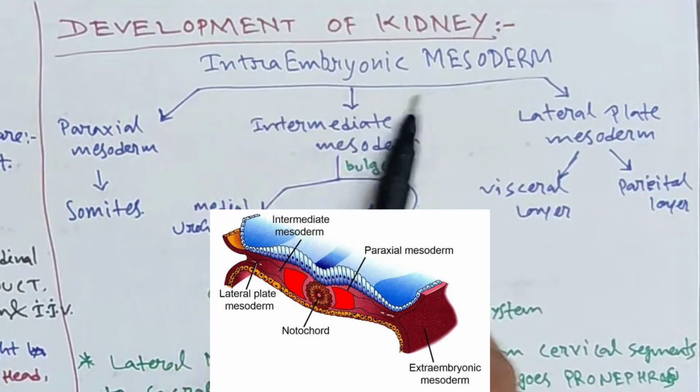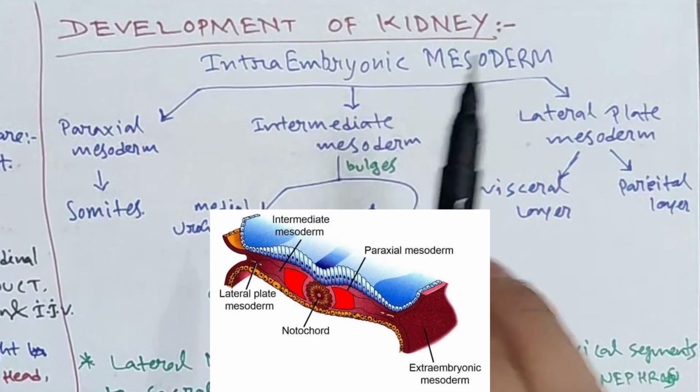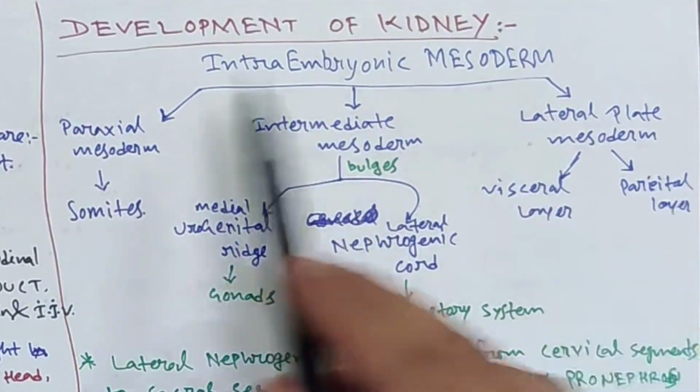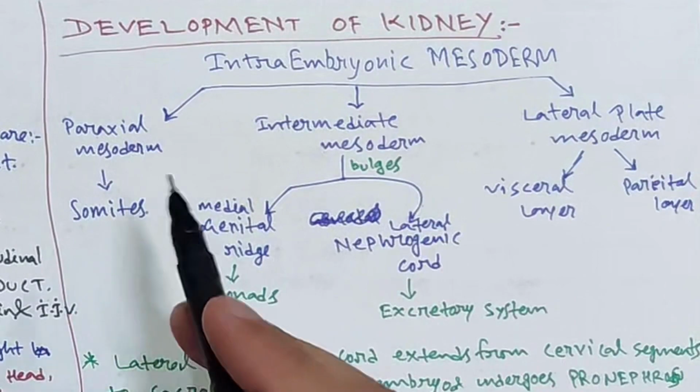You already know. Now, intraembryonic mesoderm divides itself into three parts: paraxial mesoderm, intermediate mesoderm, and lateral plate mesoderm. You already know about these things. Now, paraxial mesoderm forms somites. What are somites? You already know that.